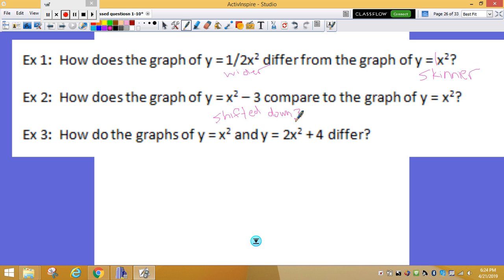Again, you should be writing all this down. I don't think I said that. So if you need to pause it and catch up, pause it and catch up. But you need to be writing this down.